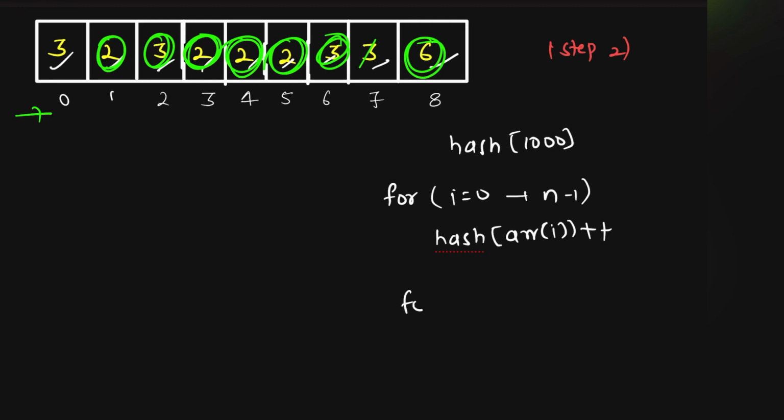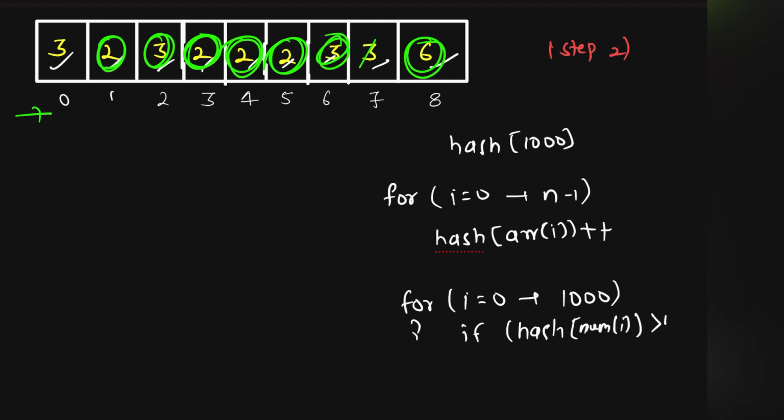And again I will start traversing my hash map from 0 to 1000, and I will check if my hash of nums of i is greater than n by 3 times, then simply we need to print nums of i, right? So I hope you got the pseudocode for this problem.